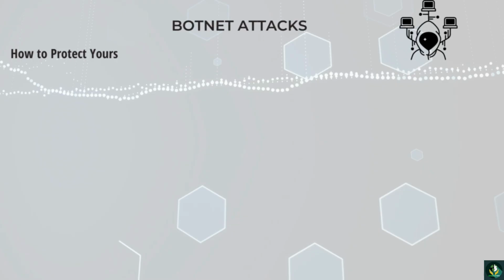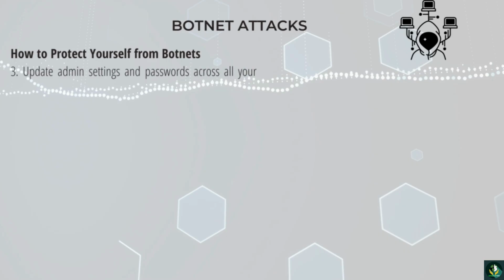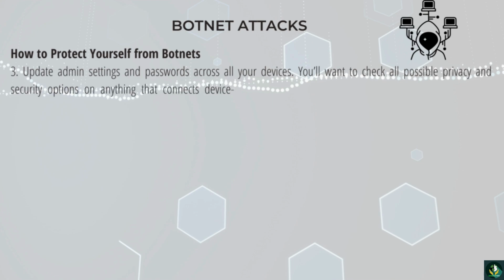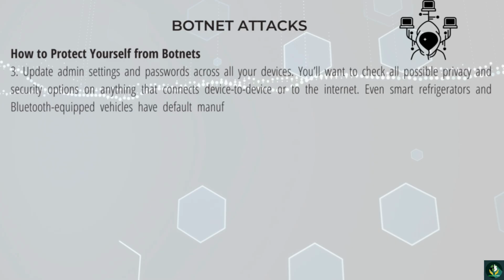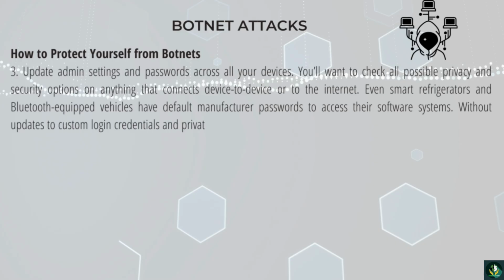3. Update admin settings and passwords across all your devices. You'll want to check all possible privacy and security options on anything that connects device to device or to the Internet. Even smart refrigerators and Bluetooth-equipped vehicles have default manufacturer passwords to access their software systems. Without updates to custom login credentials and private connectivity, hackers can breach and infect each of your connected devices.